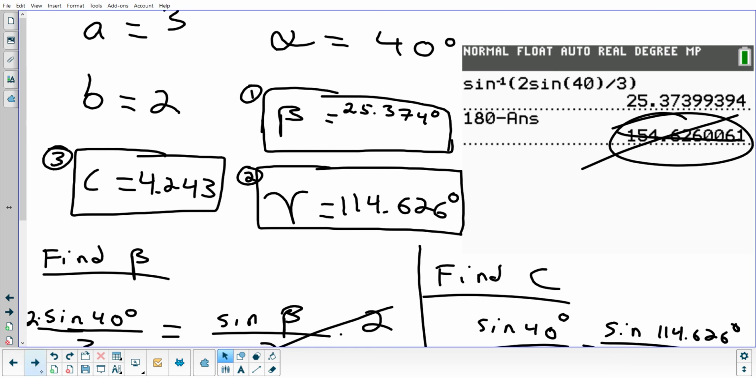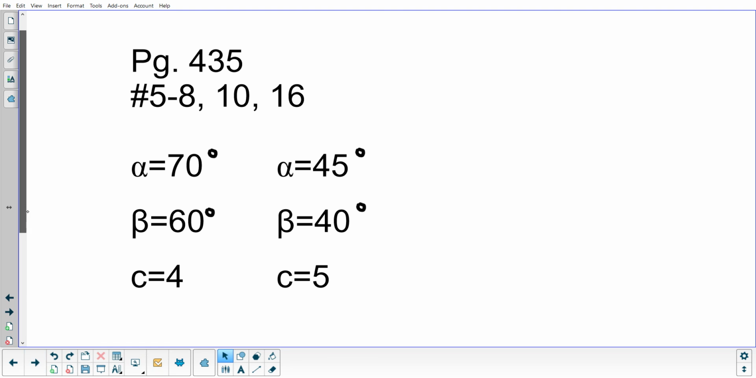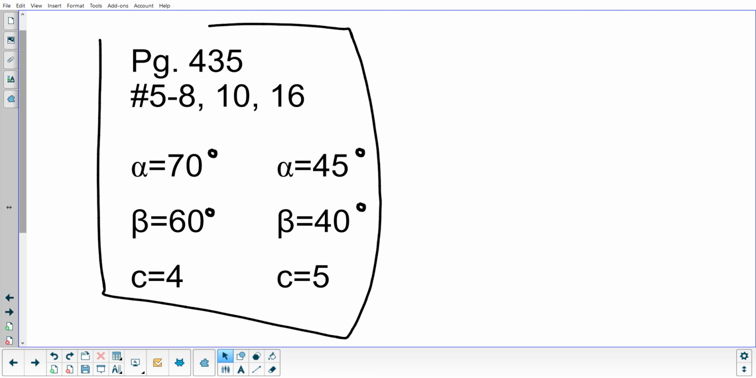Okay. All right. So that is the homework for tonight. So it's 5 through 8, 10, and 16. So I think it's 6 questions in the book. And then let's just call this one question A and question B. I just made those 2 up.